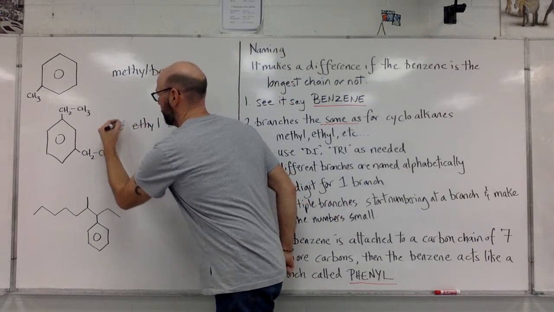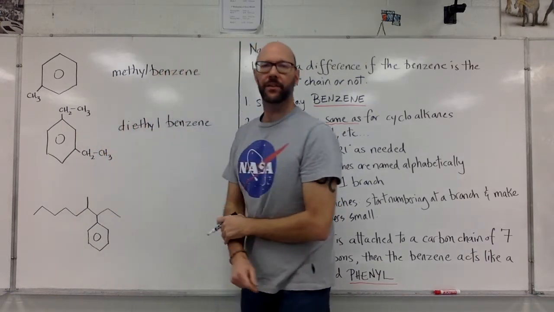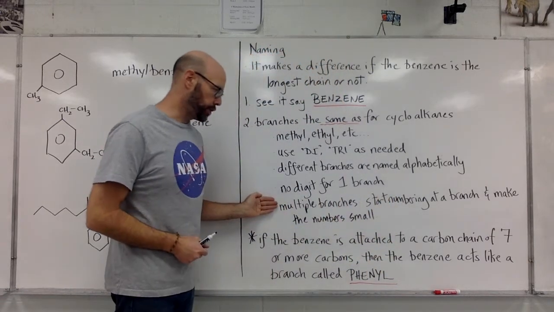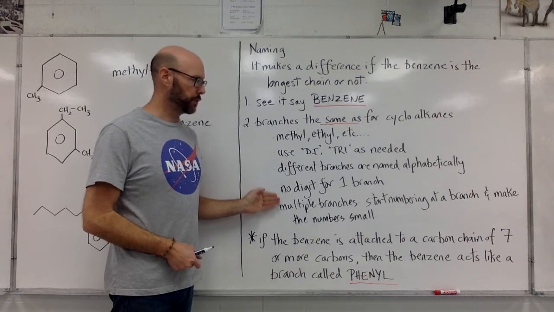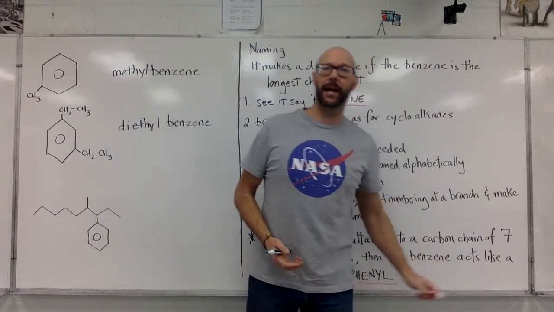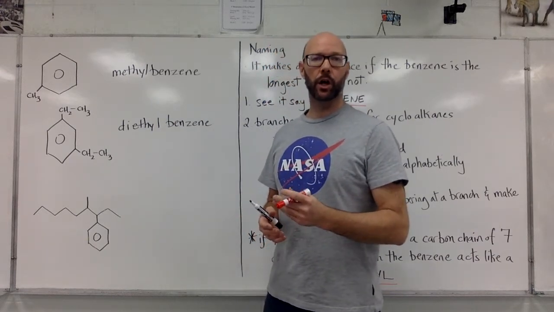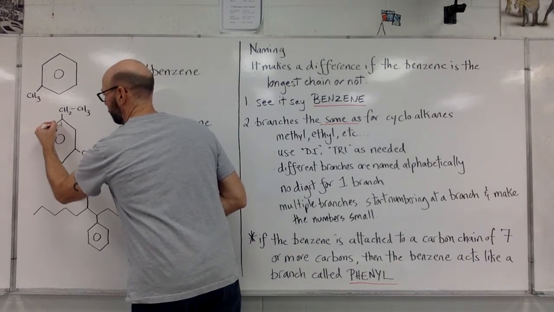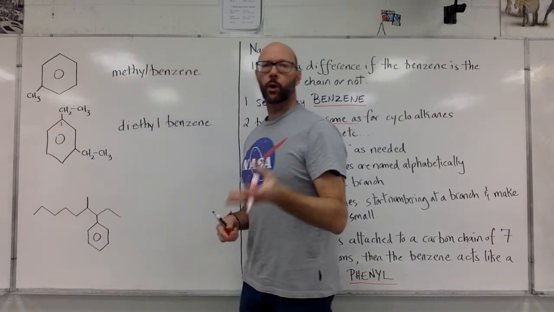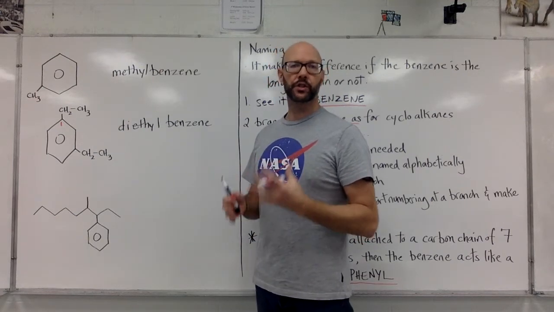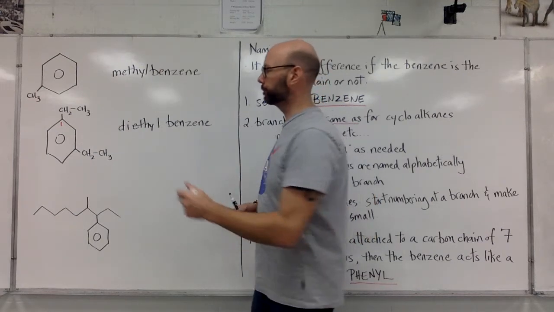This is diethylbenzene. Now, we're in the situation where we have multiple branches, so we want to start numbering at a branch. Which branch should I start numbering at? It doesn't matter. Pick a branch and call that carbon number 1. This is carbon number 1. Now I need to go clockwise or counterclockwise to give the other branch the smallest number possible.